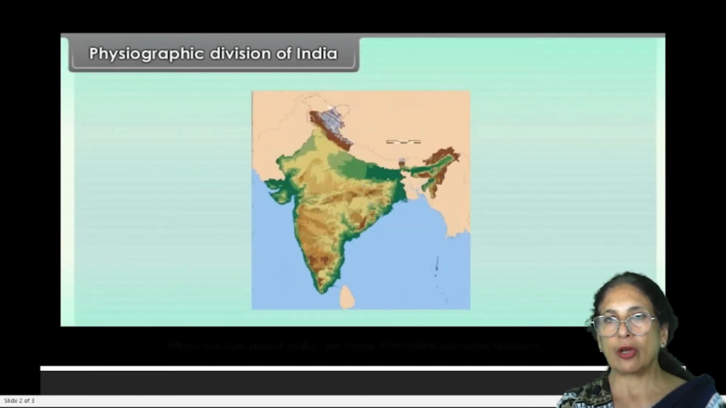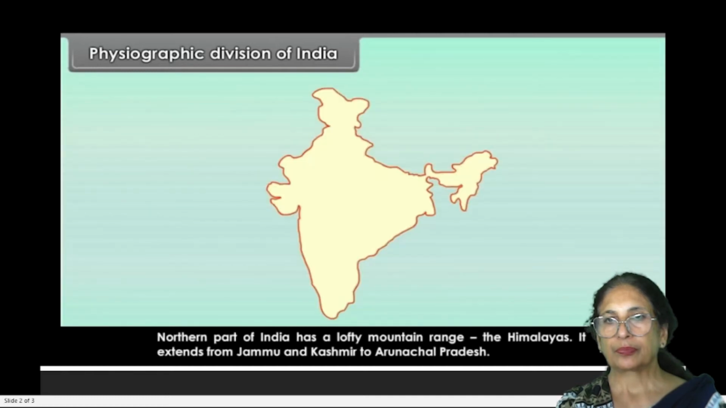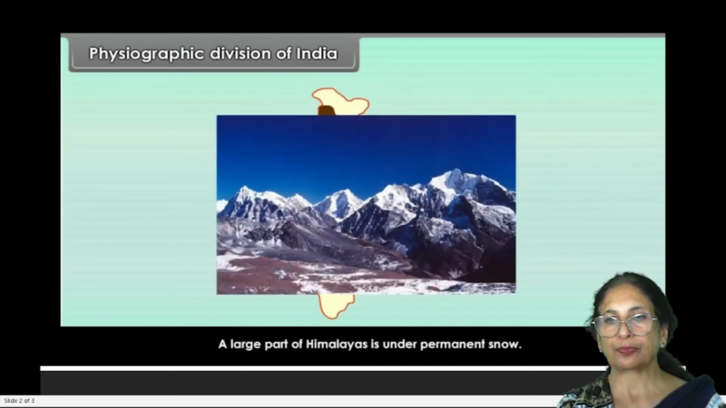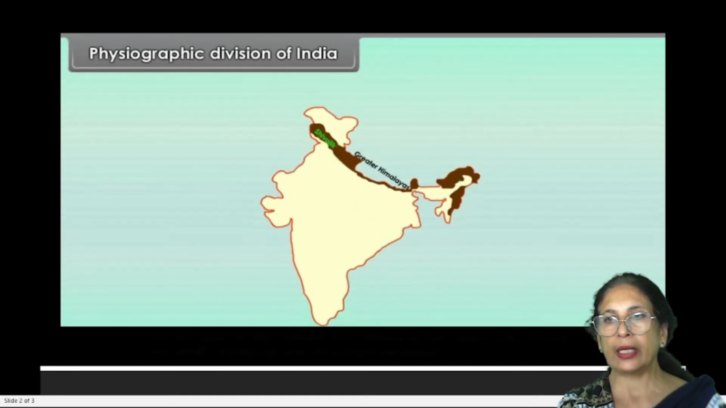Physiographic divisions of India. When we talk about India, we have diversified physical features. The northern part of India has a lofty mountain range, the Himalayas. It extends from Jammu and Kashmir to Arunachal Pradesh. A large part of the Himalayas is under permanent snow. The Himalayas are the source of many rivers flowing in India.